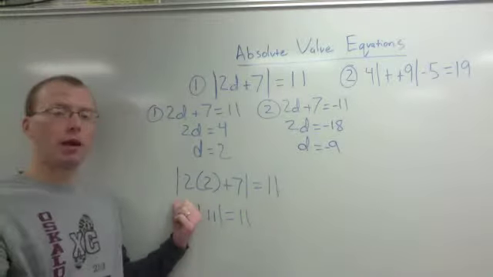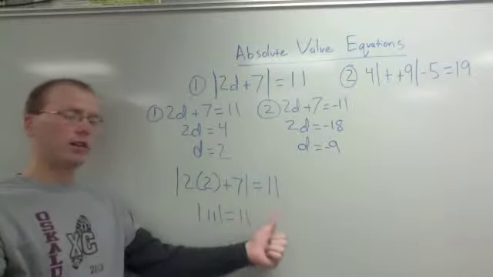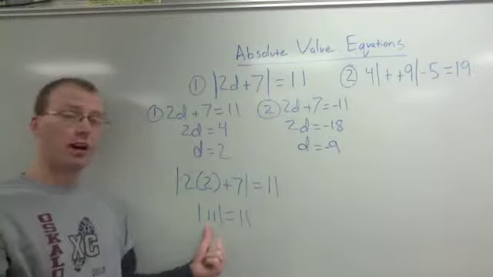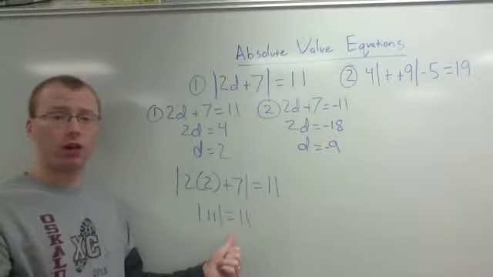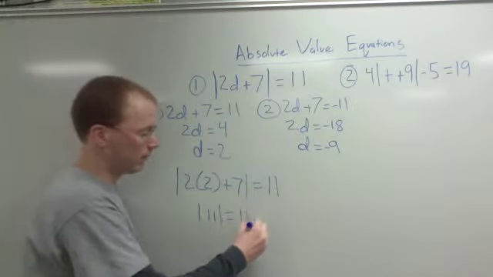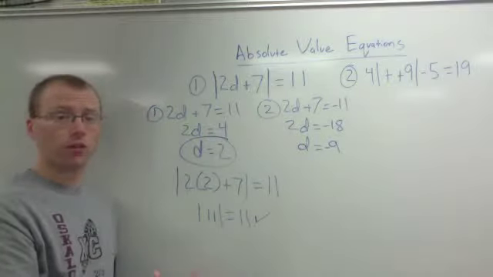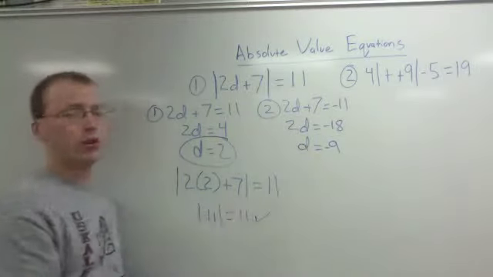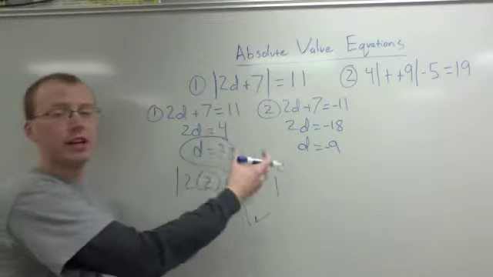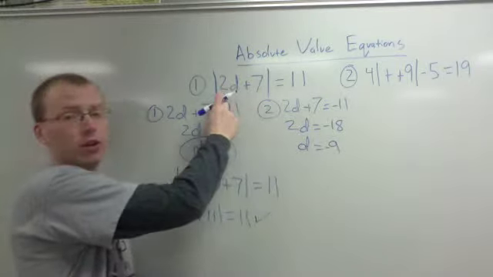So on the left side we have the absolute value of 11. On the right side we have 11. So does the absolute value of 11 equal 11? Absolutely it does. So since this is true, this checks, and 2 is an answer. We go to our second equation that we wrote. We got negative 9. So let's plug that in to our original equation.